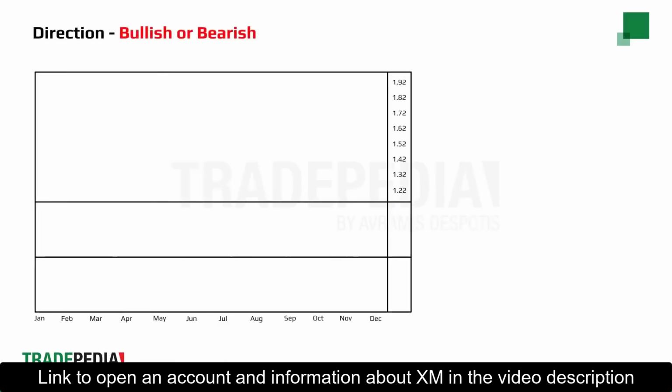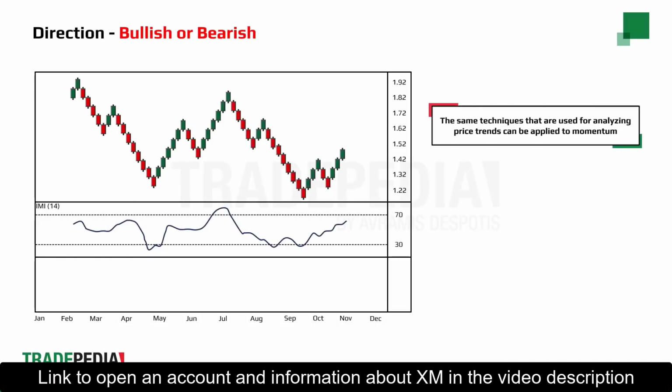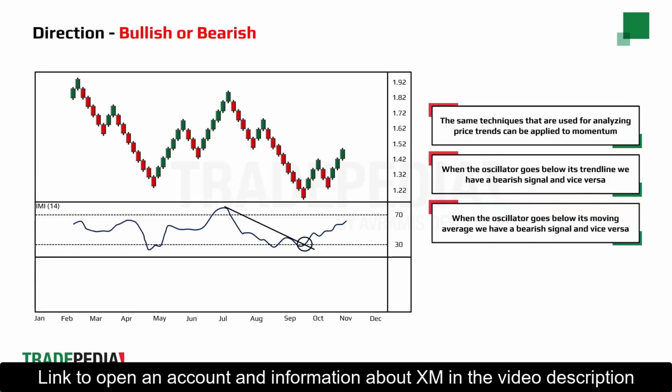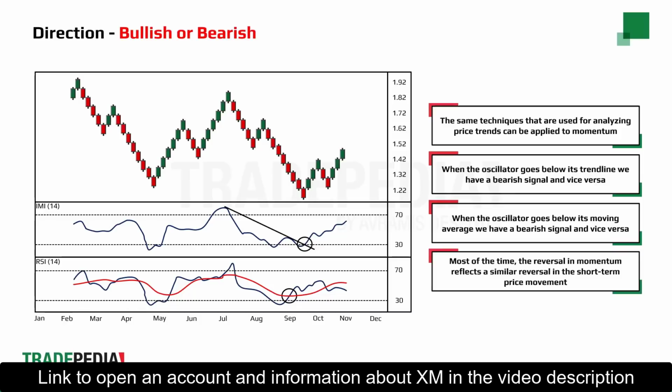Like prices, momentum moves in trends. That is why the same techniques that are used for analyzing price trends can be applied to momentum. When the oscillator goes below its uptrend line, we have a bearish signal, and when the oscillator goes above its downtrend line, we have a bullish signal. The same goes for moving averages. When the oscillator goes below its moving average, we have a bearish signal, and when the oscillator goes above its moving average, we have a bullish signal. Most of the time, the reversal in momentum reflects a similar reversal in the short-term price movement.